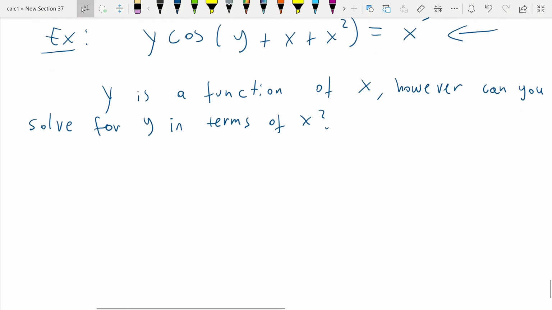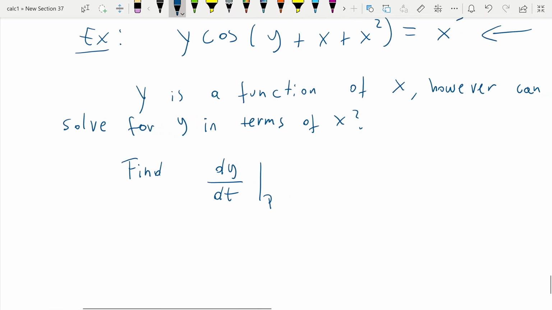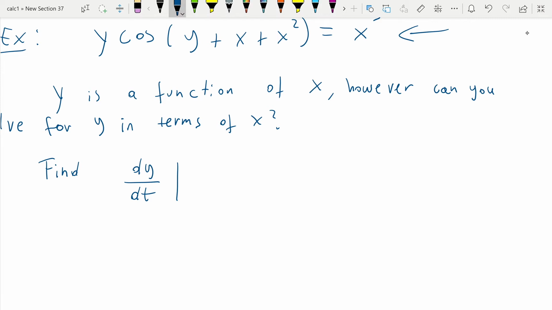So what do we do if we're asked to find dy/dx at the point P, where P is the point (0, pi/2)? How do we tackle this problem?